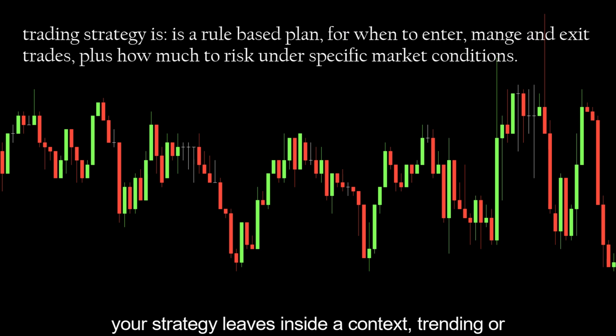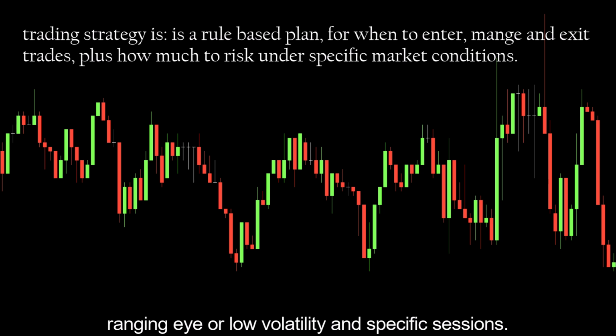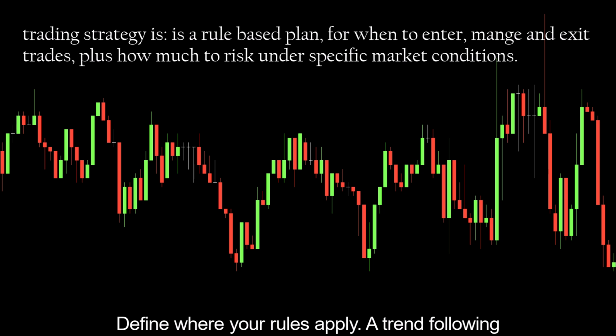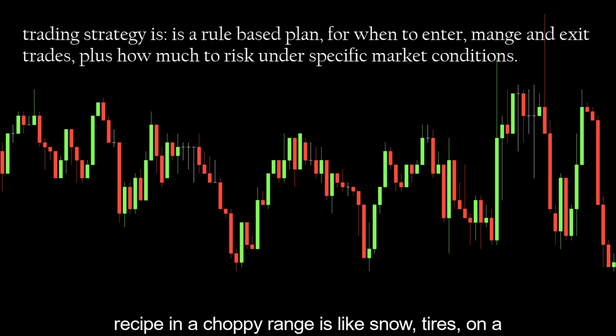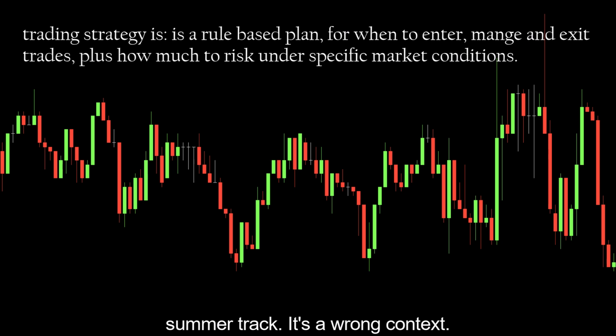Every strategy lives inside a context: trending or ranging, high or low volatility, and specific sessions. Define where your rules apply. A trend following recipe in a choppy range is like snow tires on a summer track. It's the wrong context.